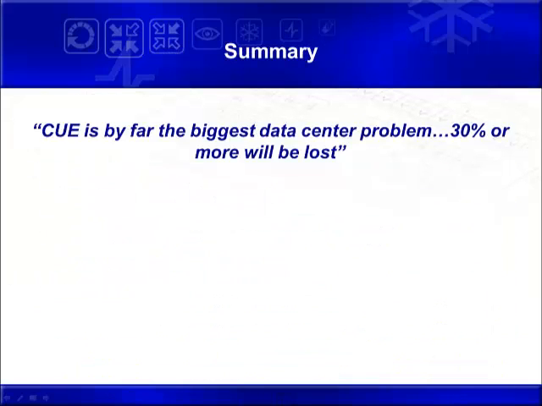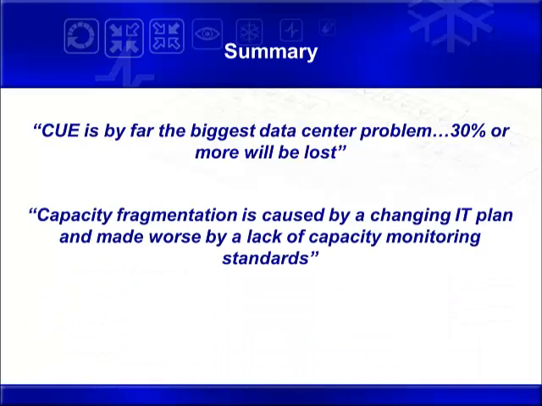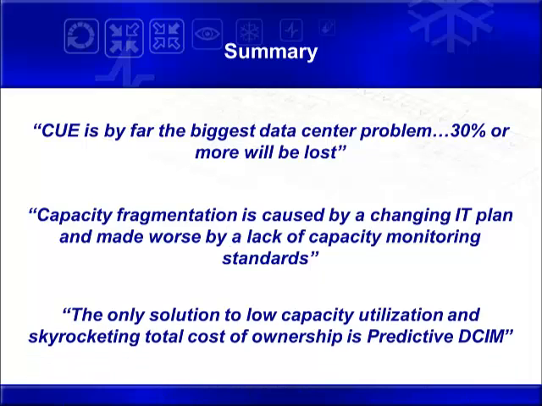To summarize, capacity utilization is by far the biggest data center problem. 30% or more of data center capacity will be lost in the absence of capacity monitoring and adapting to changing traffic conditions in the data center, which are the IT plans. Capacity fragmentation is caused by changing IT plans and made worse by a lack of capacity monitoring standards. The only solution to the data center capacity challenge and skyrocketing total cost of ownership is predictive DCIM.